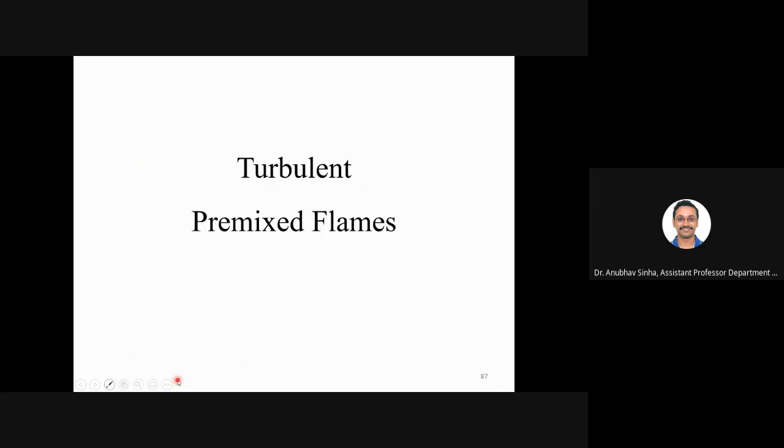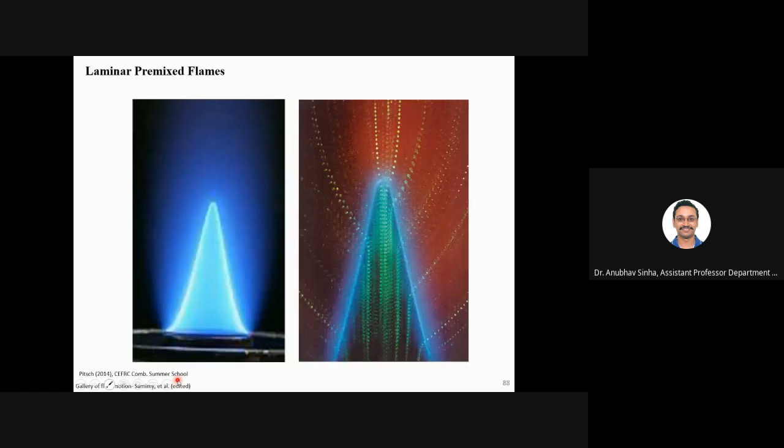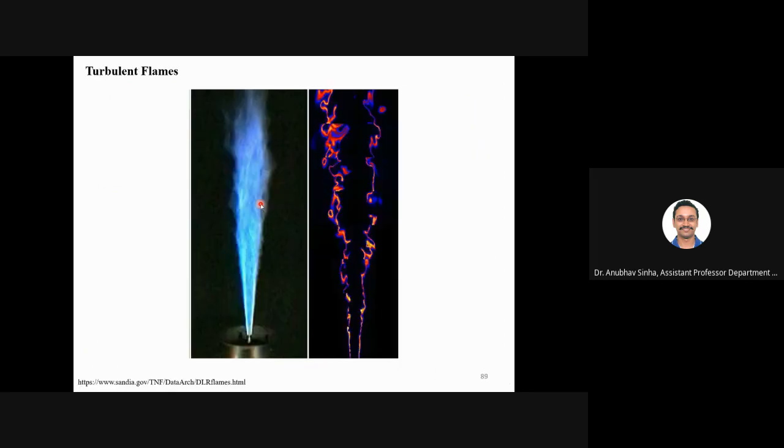Now quickly I will go through turbulent premixed flames. This is the type of flame which we have been discussing so far in this chapter. It looks like a nice, smooth laminar flame, right? Laminar flames are expected to behave like this. Now what about turbulent flames? This is what a turbulent flame will look like. You can see there are large corrugations. It is not very uniform, and it will also vary with time.